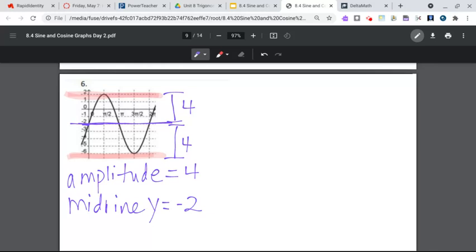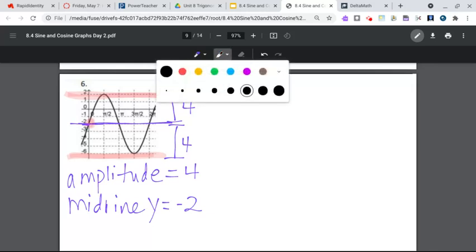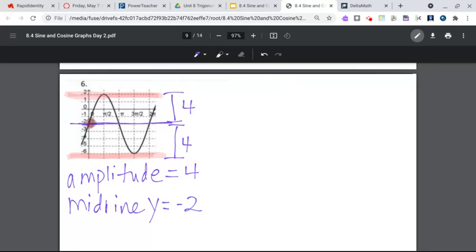Okay, I can see that it starts at its midline. Okay, watch. Midline, max, midline, min, back to midline. Okay, it is a sine function because it starts at its midline.